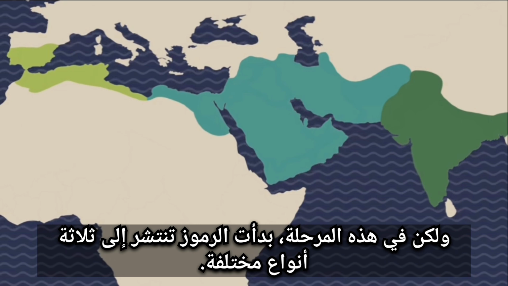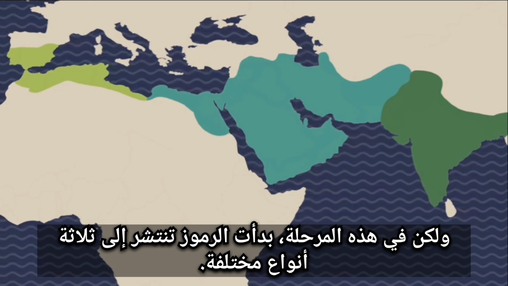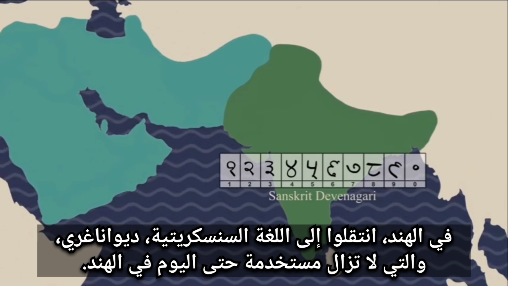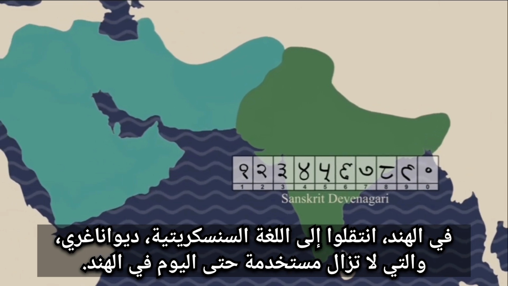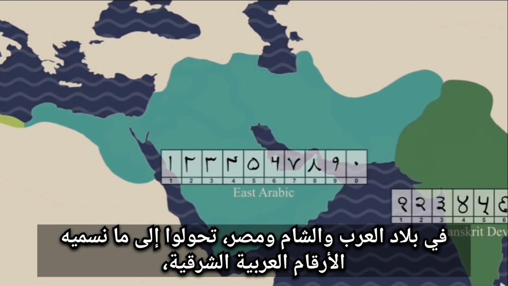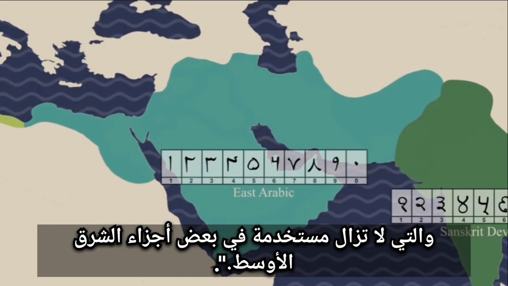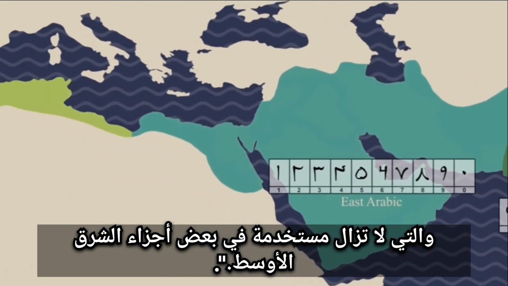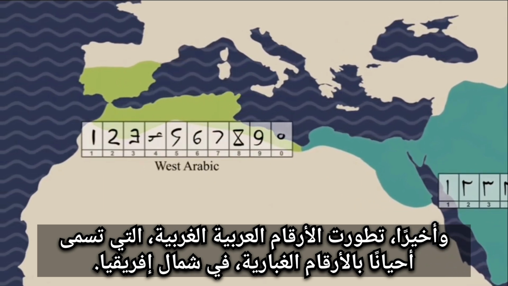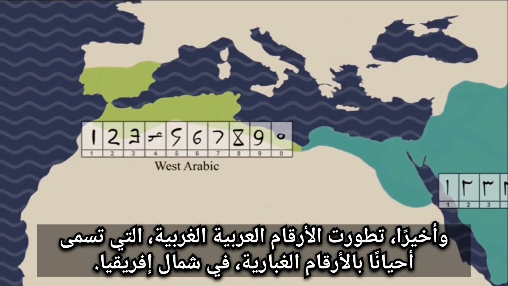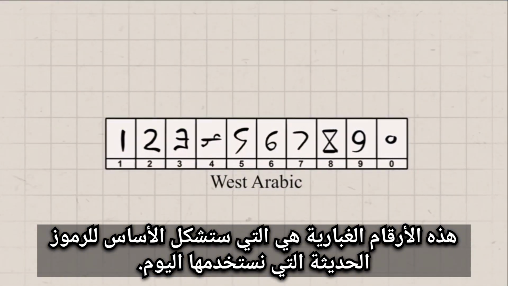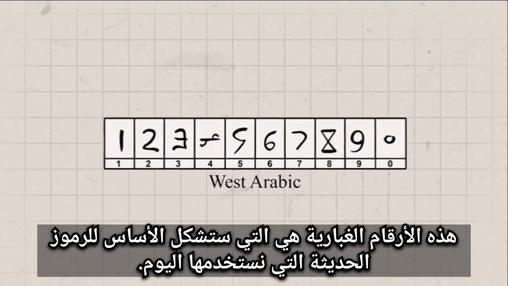So, we now have the numerals in the Arab world, but at this point the symbols were starting to disperse into three different varieties. In India, they had shifted to the Sanskrit Devanagari, still used today in India. In Arabia, Syria, and Egypt, they turned to what we call the East Arabic numerals, still used in parts of the Middle East. And lastly, the West Arabic numerals, sometimes called the Gubar numerals, evolved in North Africa. It is these Gubar numbers that will lay the foundation for our modern symbols.